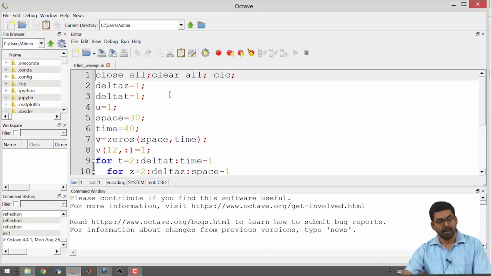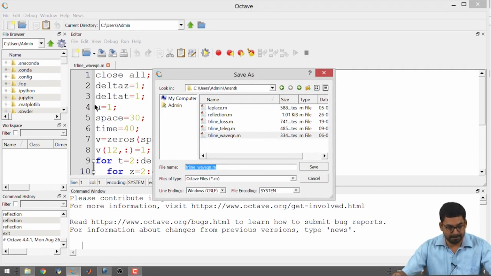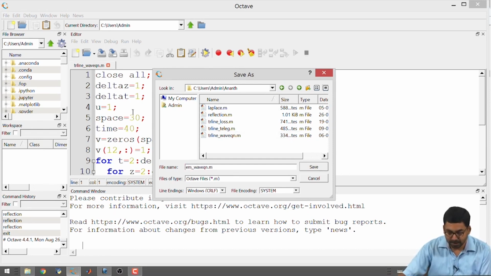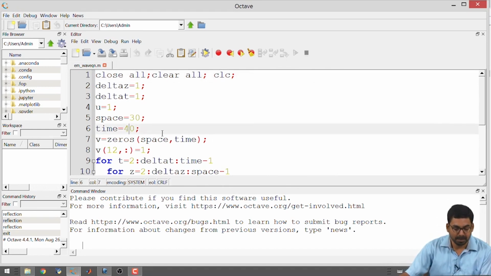Okay. So, I am having the previous file that I have used in one of the lectures for the transmission line. I am just going to make a copy of it. So, I am going to save it as, I will just call it EM wave equation. Okay. The steps involved are nearly the same, but we will make some small changes here and there.